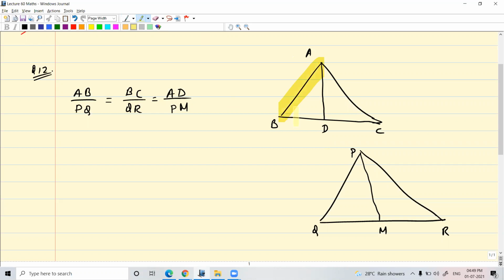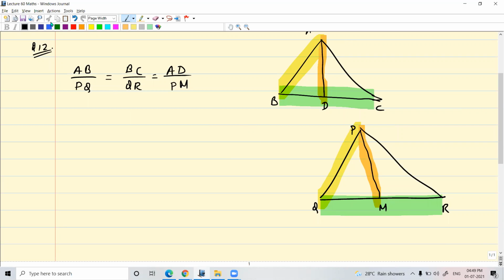So we know what? AB by PQ, BC by QR, AD by PM. This is what we know. So two of the sides are already in proportion. This is a very straightforward question. So what can we do? Tell me what you people have done. I can write it as AB by PQ is equal to BC, which can be written as 2 times BD, correct? Yes, sir. And QR can be written as 2 times QM. And leave this AD and PM as it is.